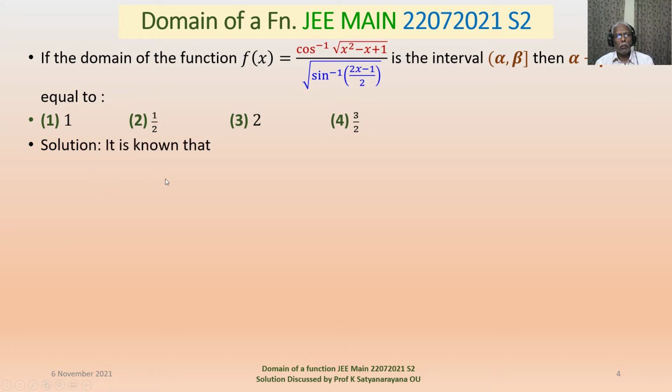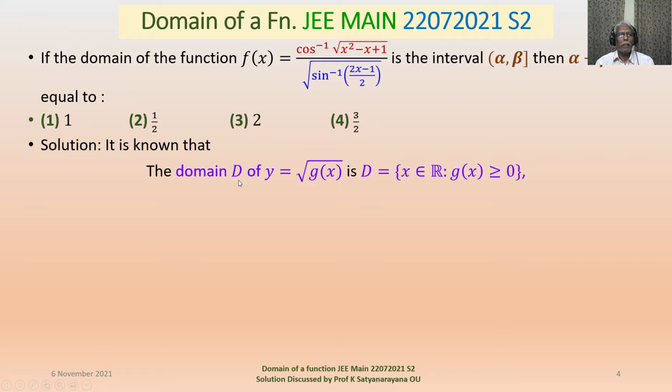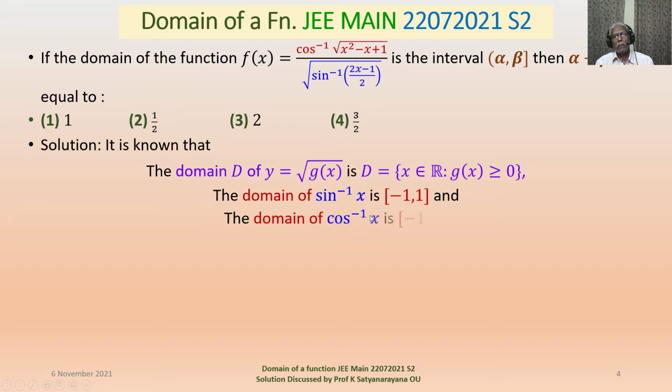Solution. It is known that the domain D of y equal to the square root of g(x) is given by D equal to the set of all those real numbers at which g(x) is greater than or equal to 0. We also know the domain of sine inverse x is the closed and bounded interval −1 to +1, and the domain of cos inverse x is also the closed and bounded interval −1 to +1.